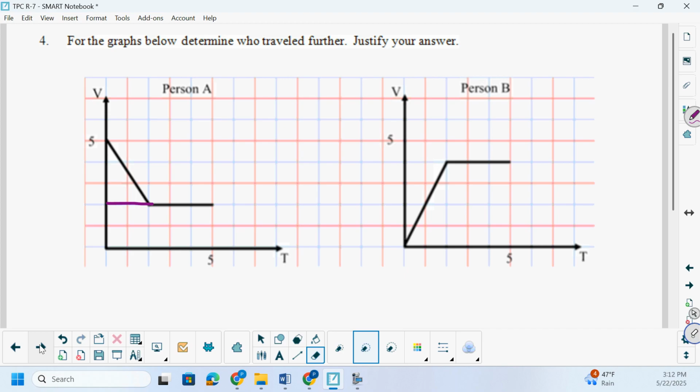So here we can split into a triangle and a rectangle. We have a 2 by 3 triangle, and we have a 5 by 2 rectangle. So we're going to have 2 times 3 divided by 2 for the triangle. That'll give us 6 divided by 2, which is 3. We'll have 5 times 2 for the rectangle, which will give us 10. And then add those together. So all together, they went 13 meters.